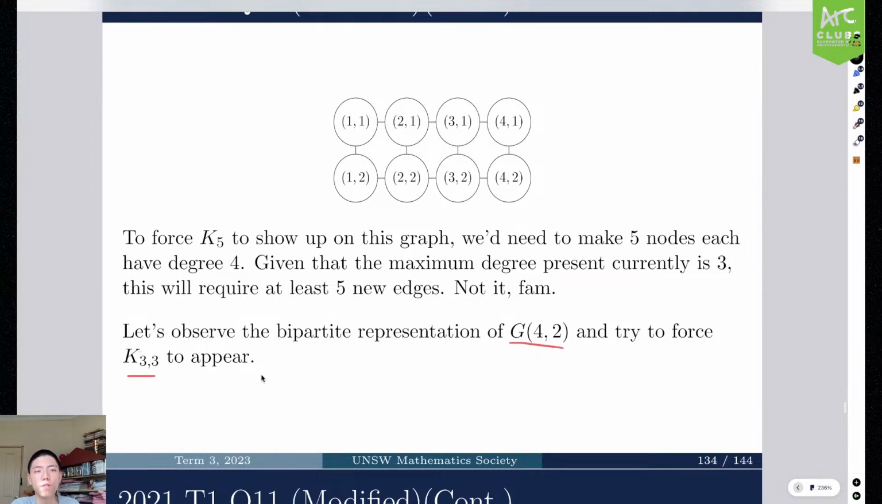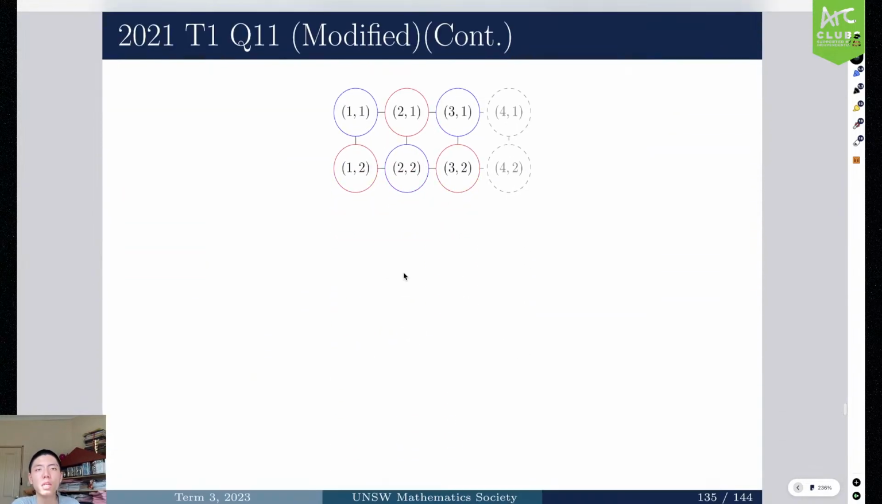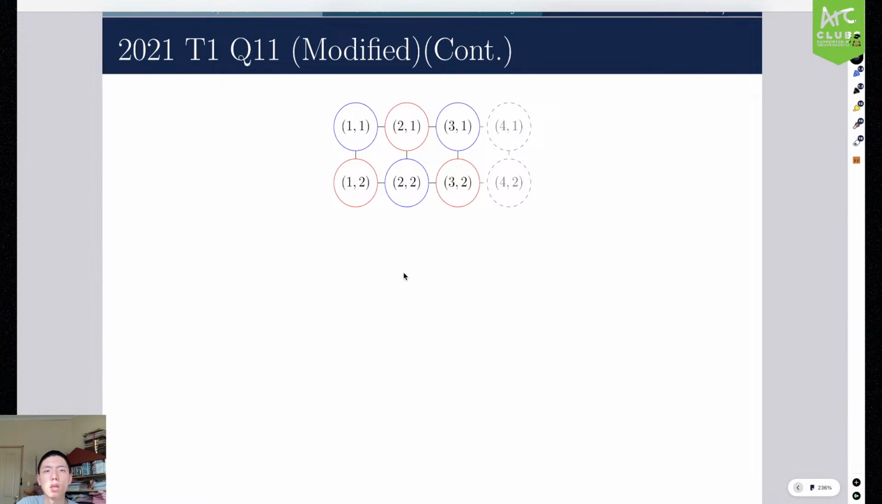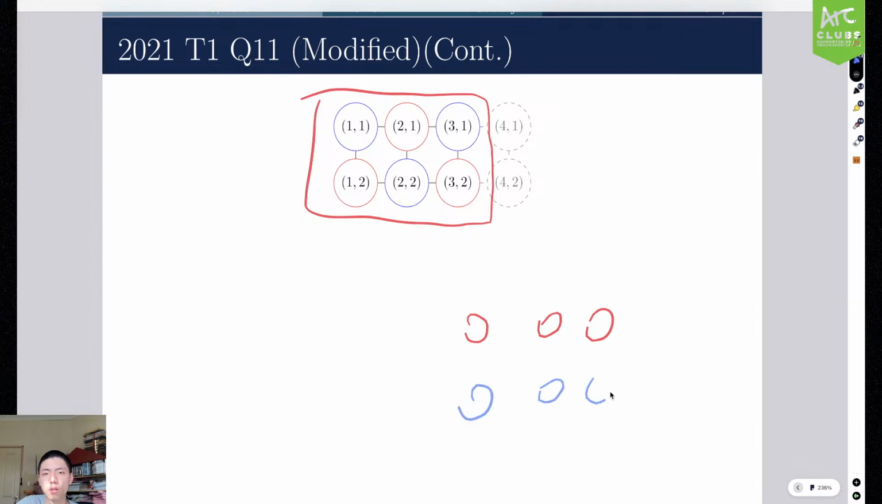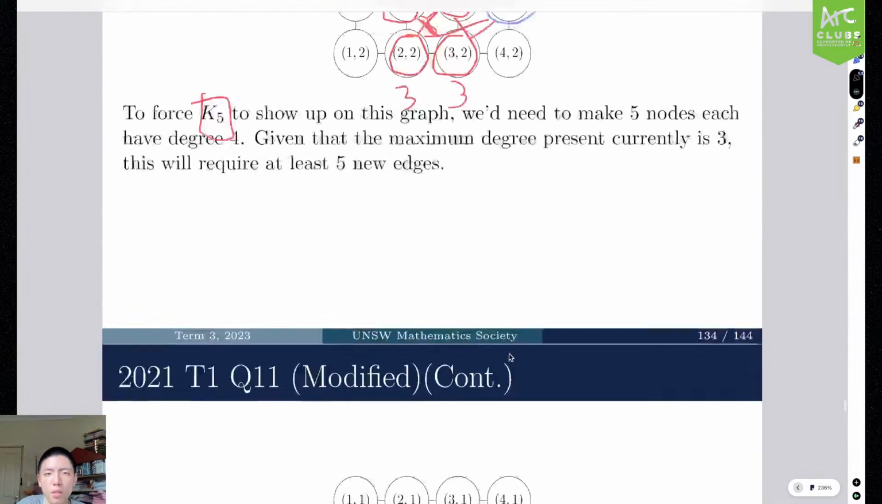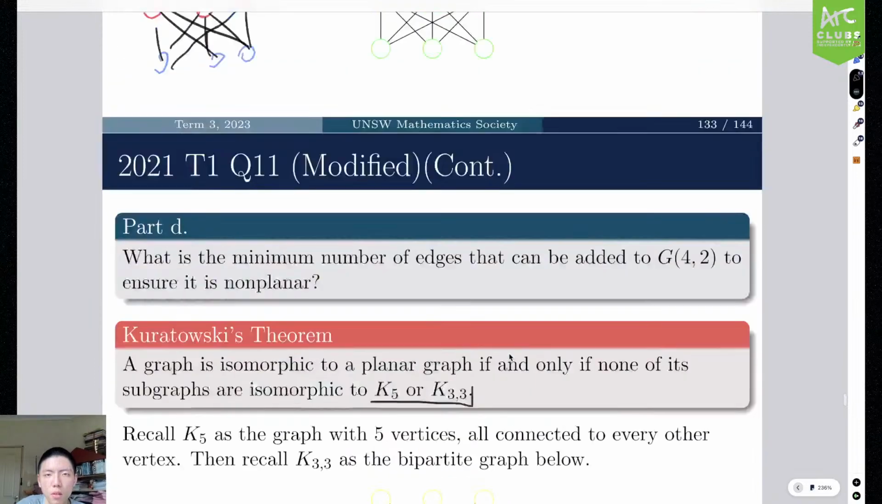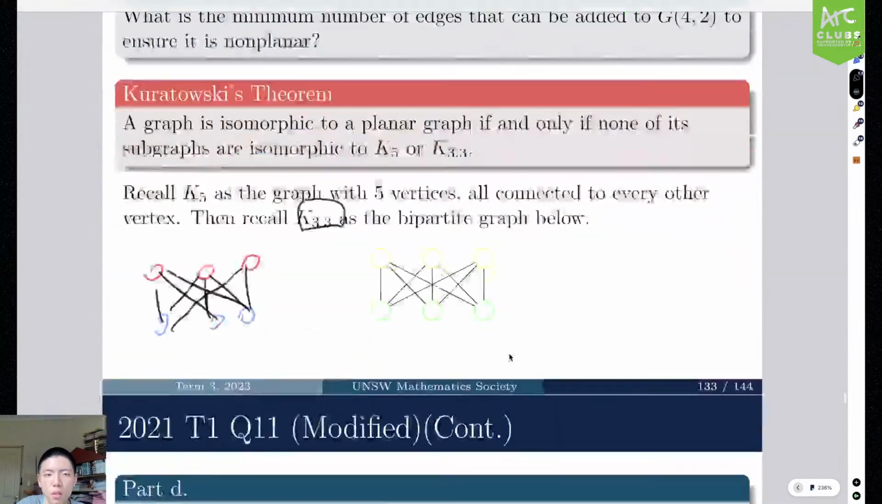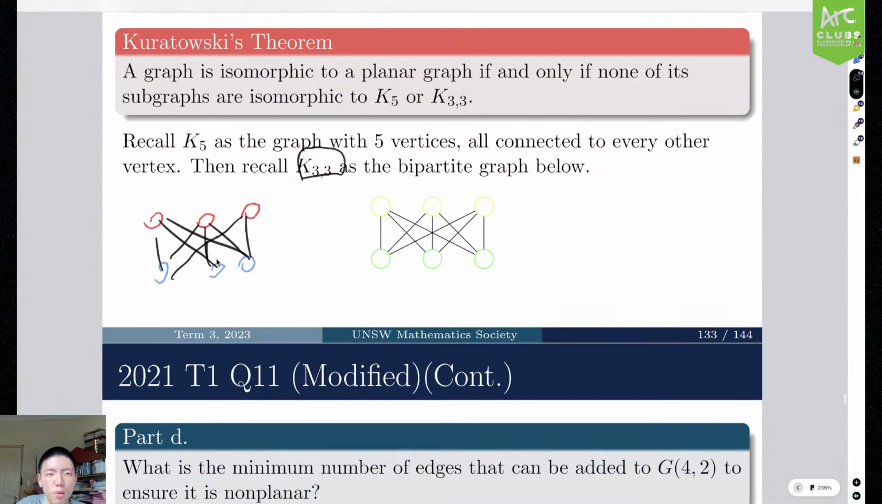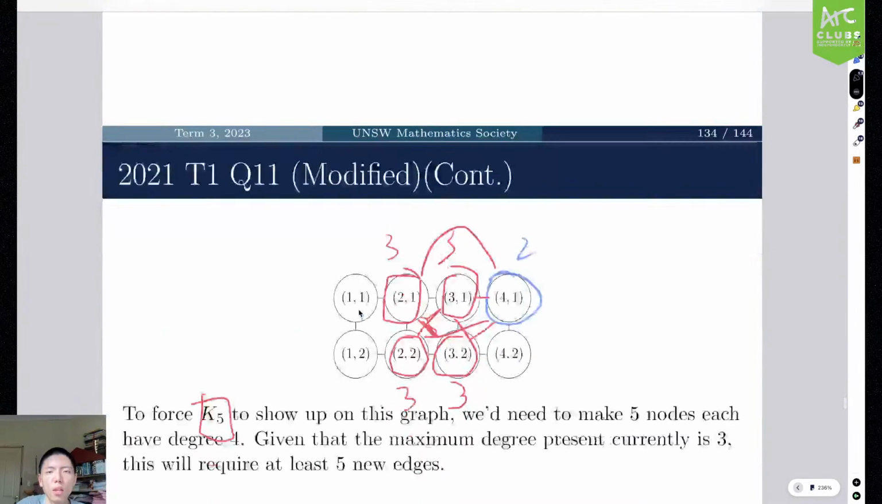Okay, if we want to force K33 to appear, we only need to have 6 vertices, because this is enough for us to figure out the K33 scenario. So as long as we're able to connect like this somehow inside, then we get the K33, right? I have a feeling that I didn't do K33 properly. Did I? There we go. Yes. Okay. So K33, right?